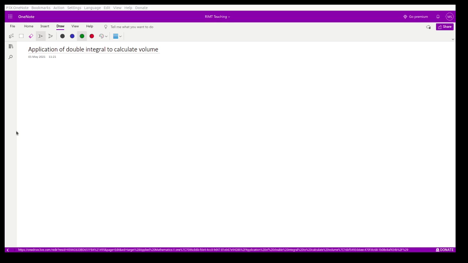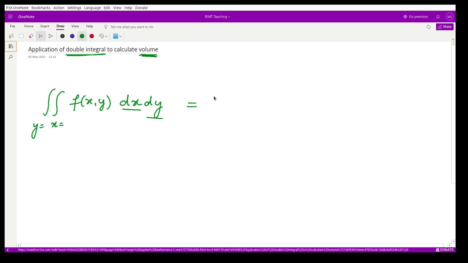Okay, so the next topic is we have to calculate the volume using the double integration. Now, when we started this double integration concept, I've already told you that this double integration of some function f of x y over the given region, say dx and dy, here would be the limits of x and here would be the limits of y. So this would obviously give you volume of the given surface.